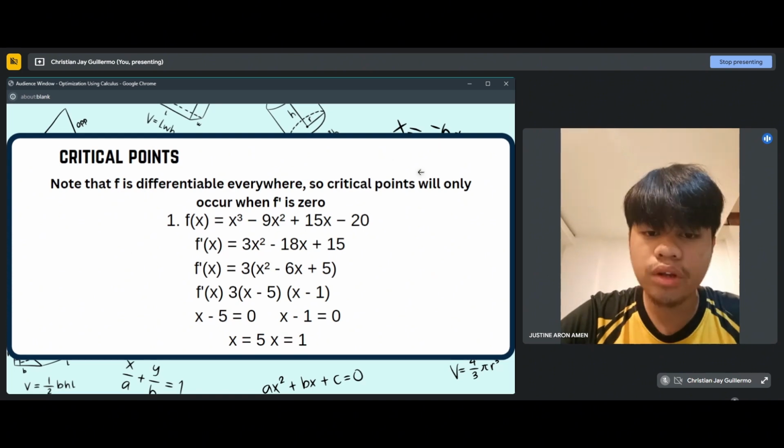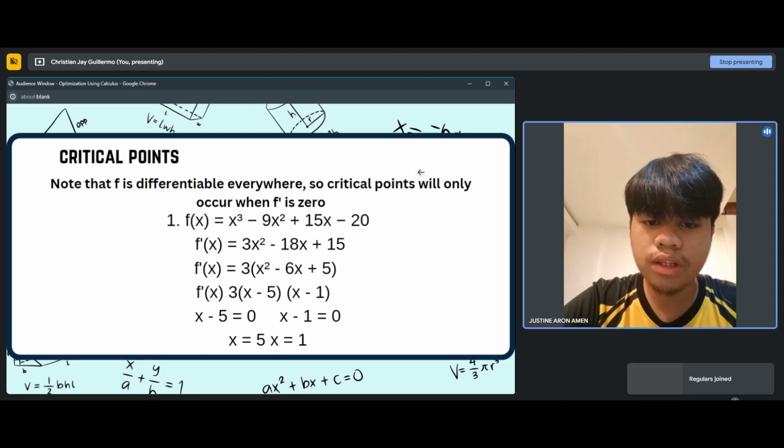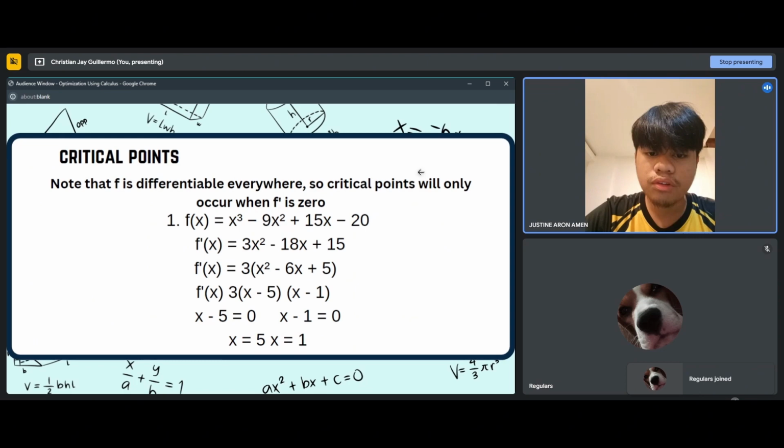Here we have 9x^2. We just multiply the 9 by its power, which is 9 times 2 equals 18, and subtract 1 from the power, so it is 18x. Here we have 15x. 15 times x, subtract 1 again from the power, so 15 is what is left. So here, 20 is a constant, so automatically it becomes 0.